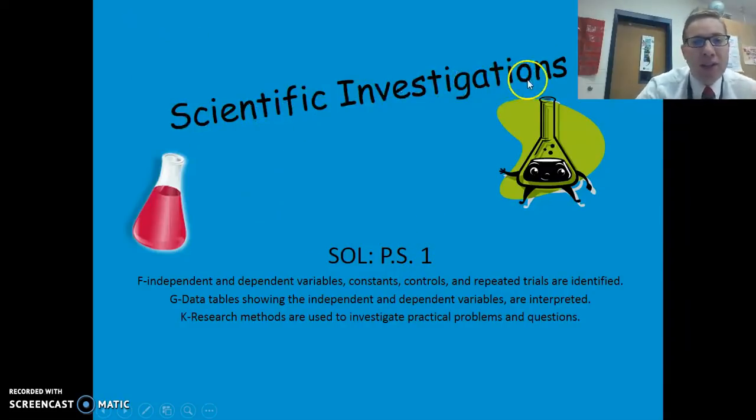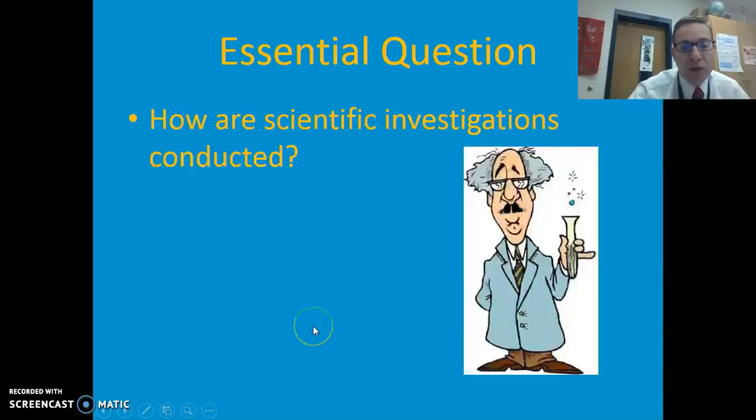It's on scientific investigations. This is SOL PS1, F, G, and K. And we're going to talk about independent and dependent variables, constants, controls, and repeated trials. Data tables showing the independent and dependent variable we'll also discuss. The main idea here is how do we research problems or methods to investigate questions we have in the real world.